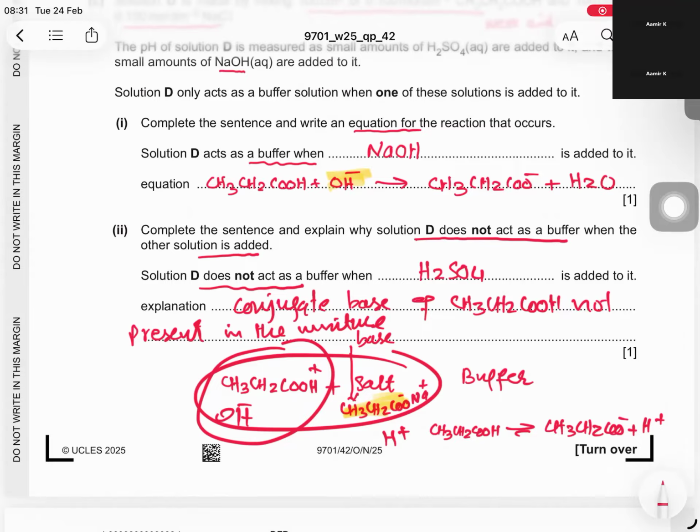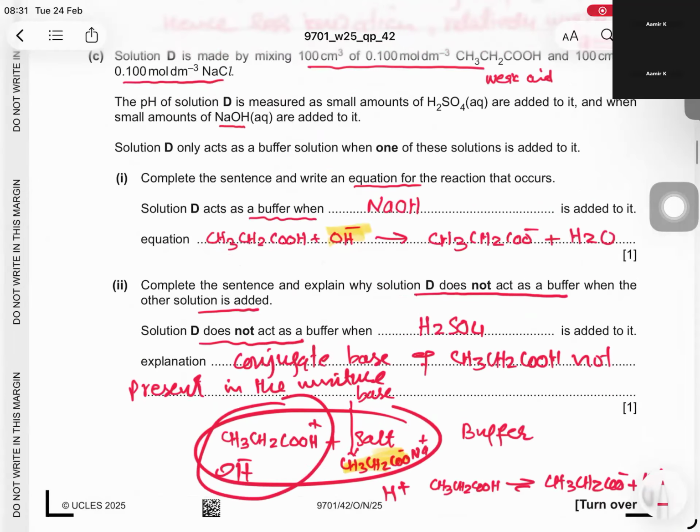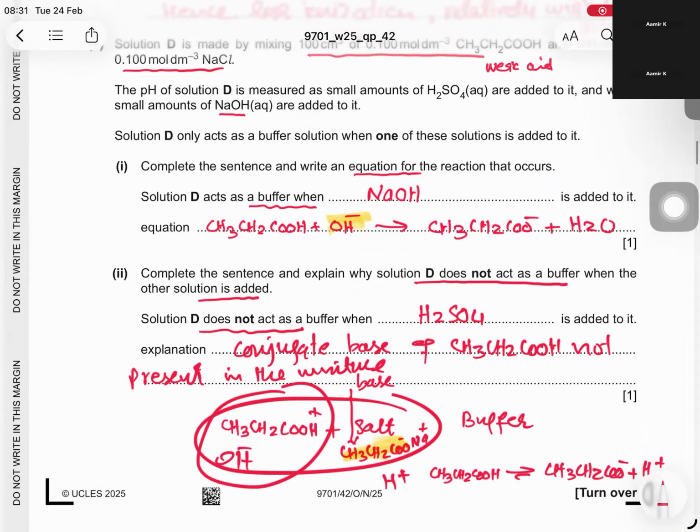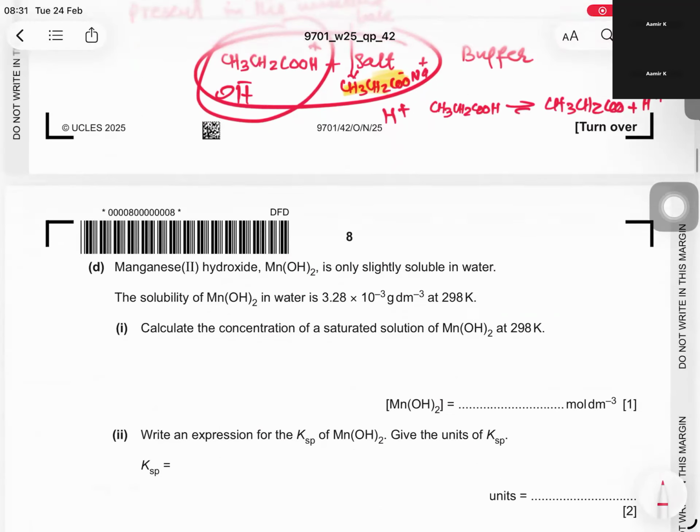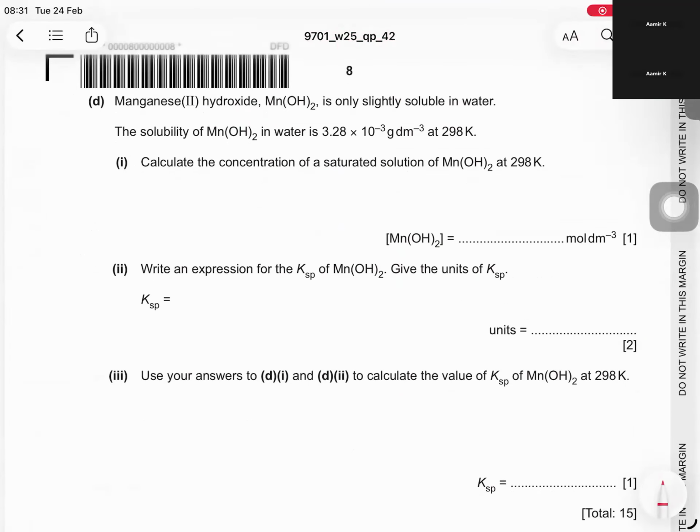So this is how the buffer works, and if only the weak acid has been provided, the buffer does not work completely. Although halfway फिर भी react कर जाता है कि weak acid तो आने वाले alkali को neutralize करता रहेगा. Okay, next D part.